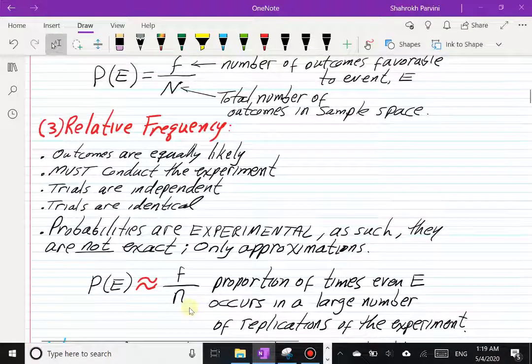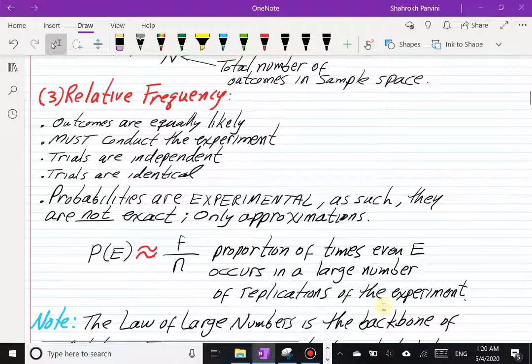So how do we assess probability now? Well, this time, notice I'm not using an equal sign, I'm using this approximation sign. The probability of event E is approximately equal to the frequency of times we observe event E over the number of trials. That's what N is here, the number of trials. So we just take a ratio, or a proportion, a percentage of times event E is observed or occurs in a large number of replications. Again, N is the number of trials. Replication of the experiment is a trial.